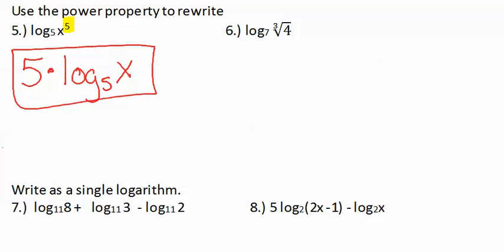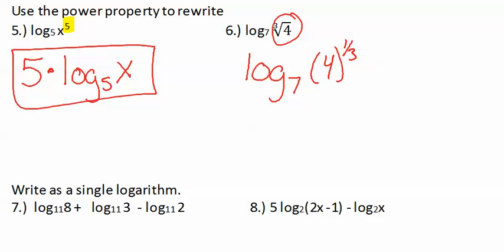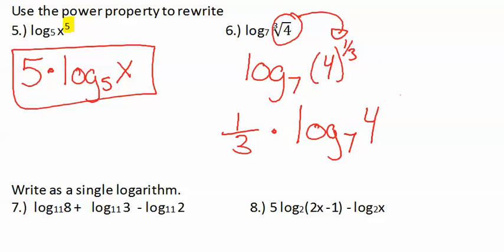And number 6 looks a little bit trickier, but if we recall what radicals simplify to, it shouldn't be that difficult. We have log base 7 of cube root of 4. Well, this is really log base 7 of 4 to the 1/3 power. So hopefully you remember that we can write radicals as exponents. So with that 1/3 now, I'm going to bring that to the outside, so it's 1/3 times log base 7 of 4.